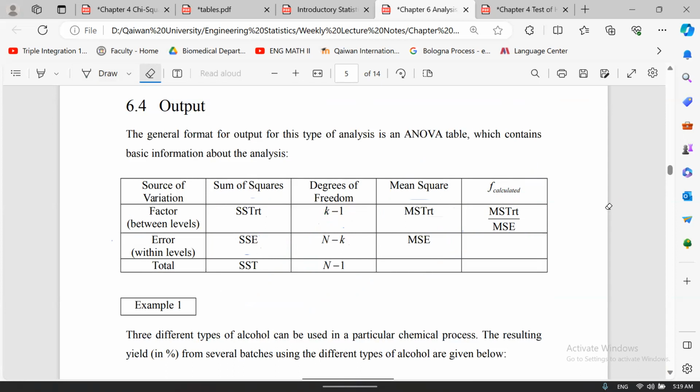We just find these two. We don't need to divide these two, okay? We just work on these two. This one, the above one, dividing by the below one, we get the F calculated. We have no rules here for the F test or F calculated, as we had before.